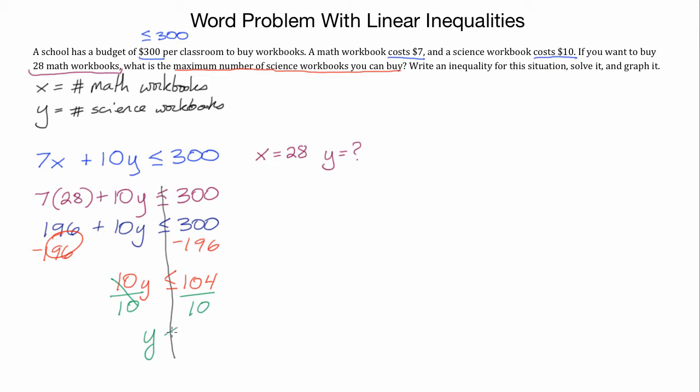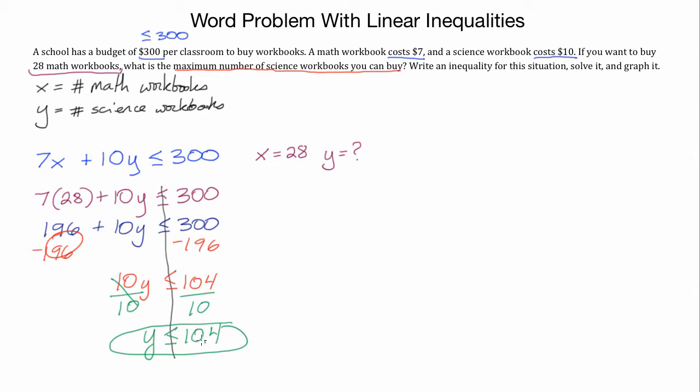So y has to be less than or equal to 104 divided by 10, which is just going to be 10.4. All right, I just did the algebra. I solved my inequality. How do I interpret this now? Y is less than or equal to 10.4. That means the number of science workbooks has to be less than 10.4.